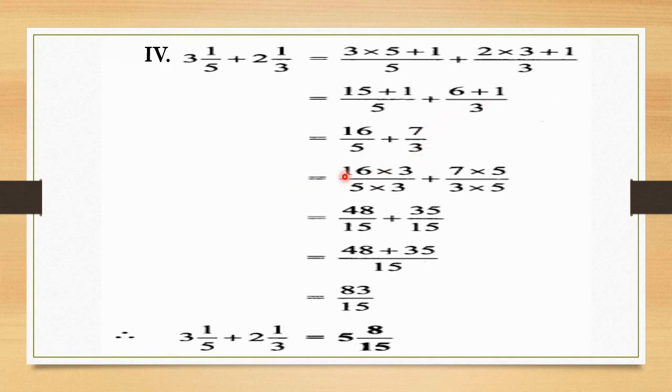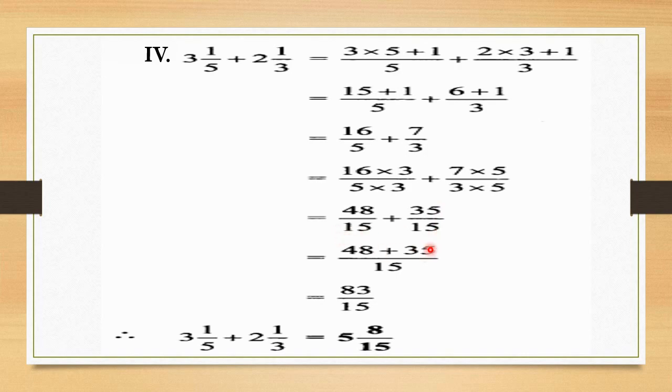So now denominator is different. So here for 16 by 5 we will multiply both sides by 3. So 16 multiplied by 3 upon 5 multiplied by 3, and here we will multiply both sides by 5. So 7 multiplied by 5 upon 3 multiplied by 5. So 16 threes are 48 upon 5 threes are 15. So 48 upon 15 plus 7 fives are 35 upon 3 fives are 15. That is 35 by 15.